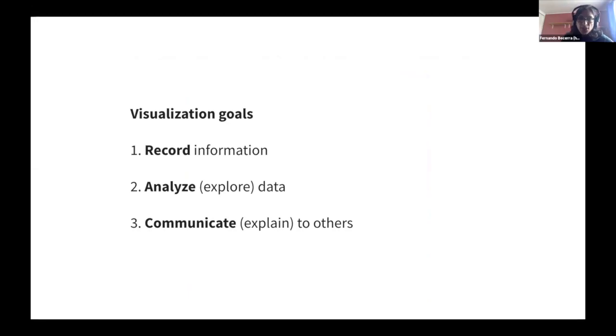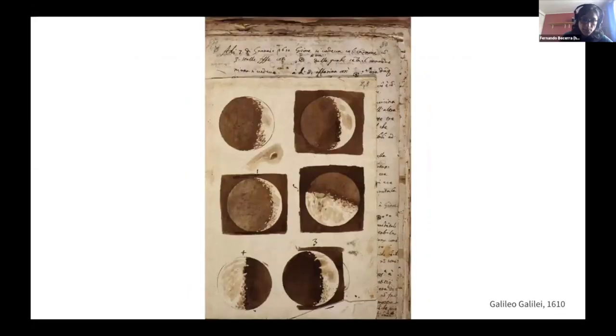So what's the goal of a visualization? Well, broadly speaking, there can be three goals: to record information, to analyze data, or to communicate information to others. One example of recording information is the visualization that Galileo Galilei did of the phases of the moon. Basically, he was drawing whatever he saw with his eyes. So the pure motivation of this is to record what he was seeing.